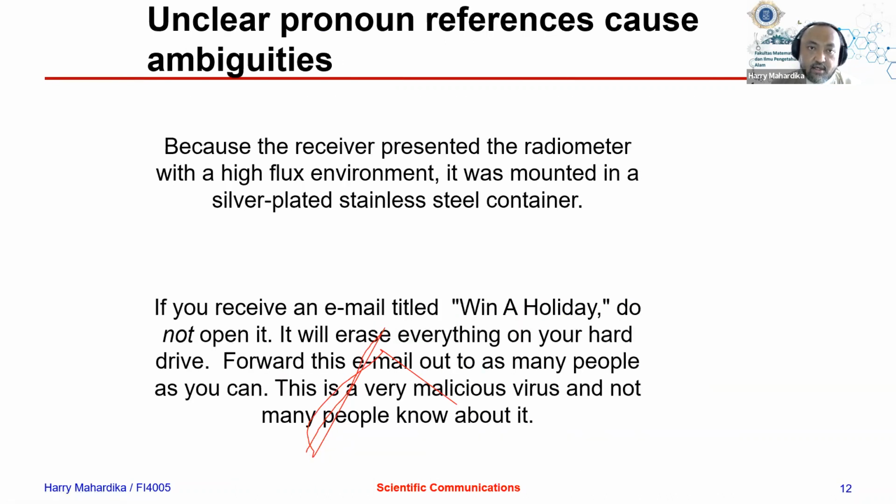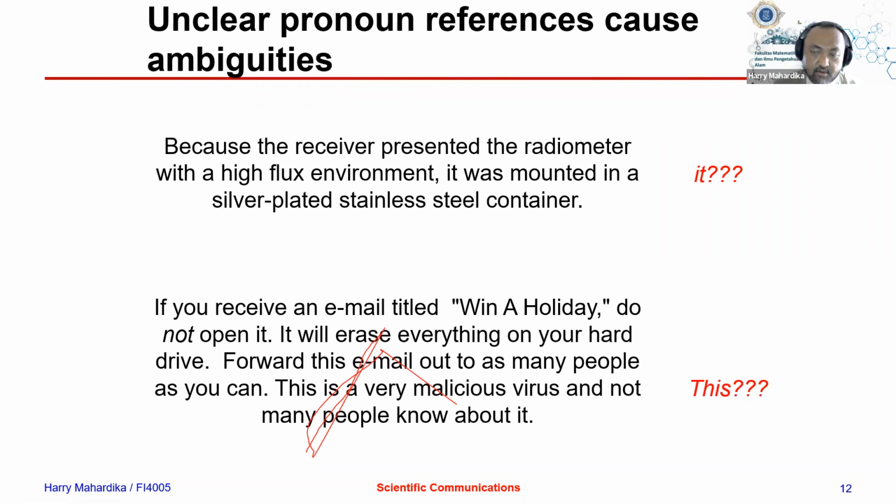Okay, another suggestion about grammar and words. Unclear pronoun references cause ambiguities. So here in this example: because the receiver presented the radiometer with a high flux environment, it was mounted in a silver-plated stainless steel container. So what "it" refers to is not clear in the first one.